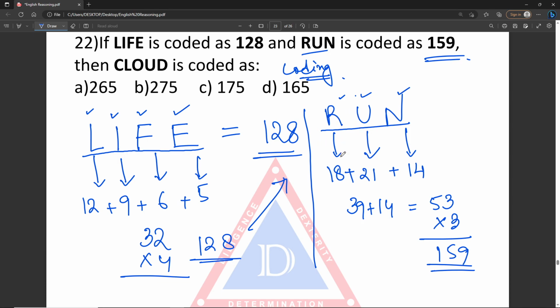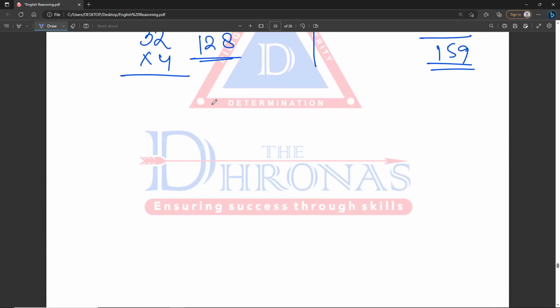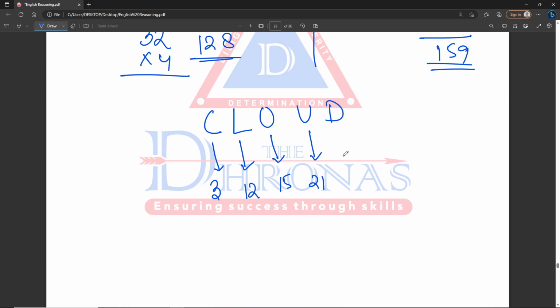So, what is the catch here? The catch here is writing the place values of the letters, adding it, and then multiplying with the number of letters given in the question. So, what does the question require? Cloud. C's place value is 3. L's place value is 12. O's place value is 15. U's place value is 21. And D's place value is 4. Add it.